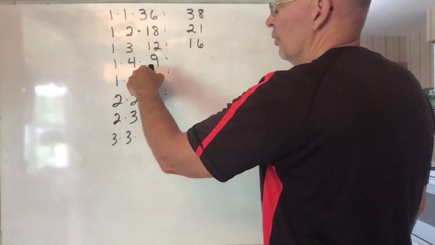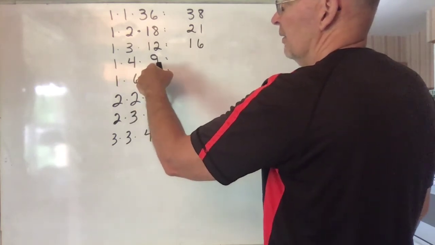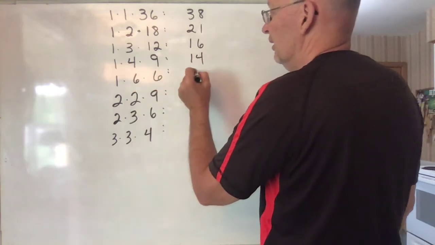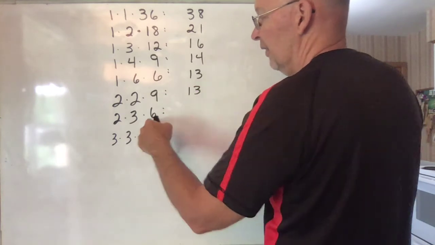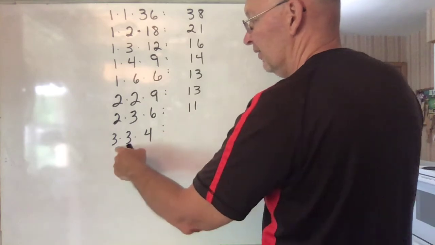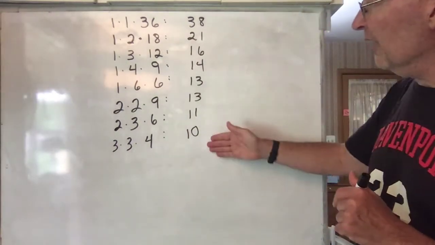This would add to what? 10 and 4 is 14. This is 13. This is 9, 10, 11, 12, 13. This is 6, 7, 8, 9, 10, 11. And this is 10. So there's all the possible sums.